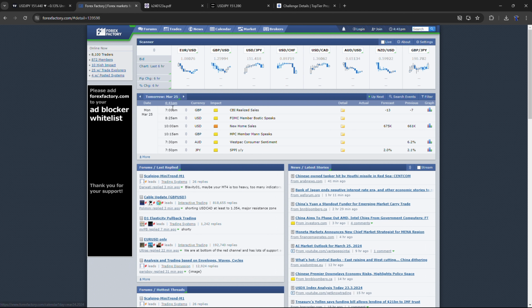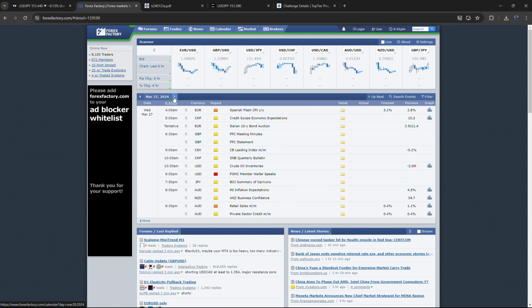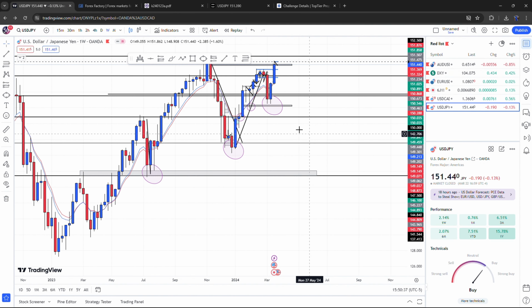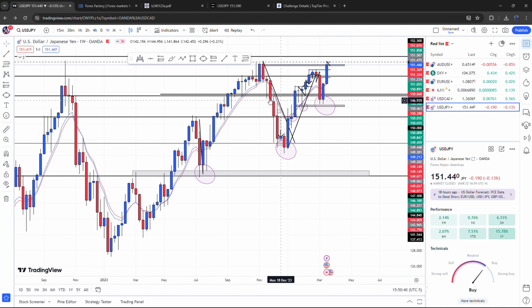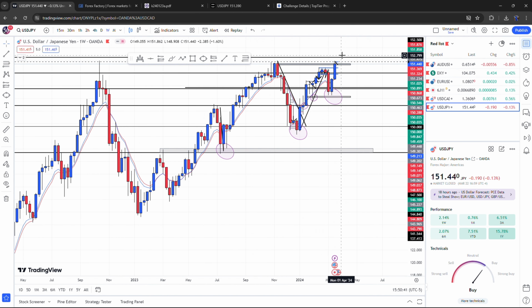And yeah, that's from now all the way till Wednesday, and it looks good for JPY and USDJPY in terms of news. So I do see us still pushing up, as I said before. And now to go on to the daily time frame.